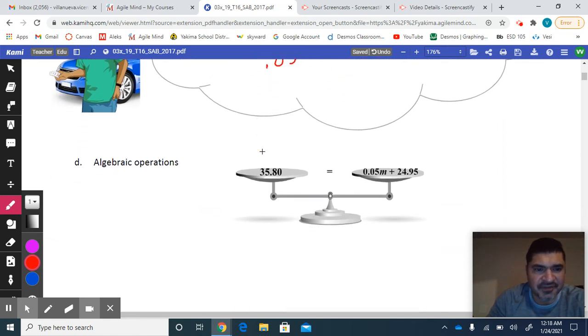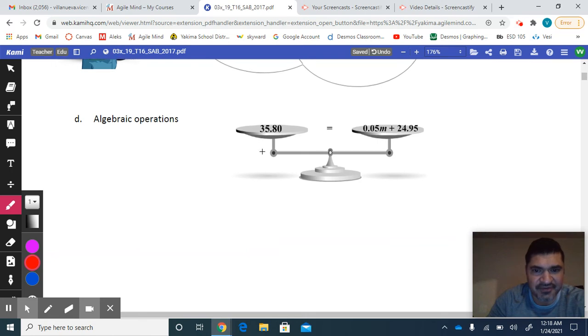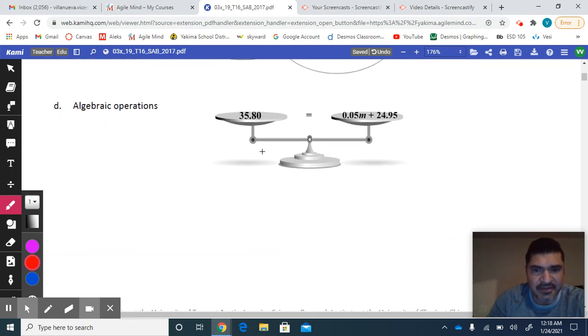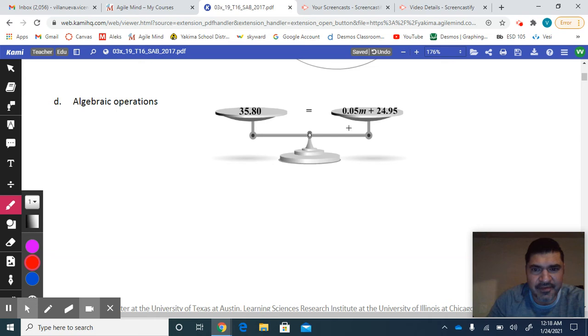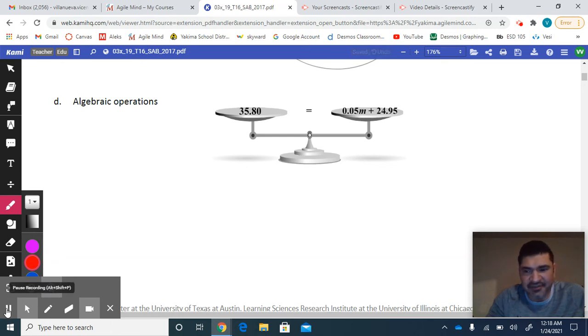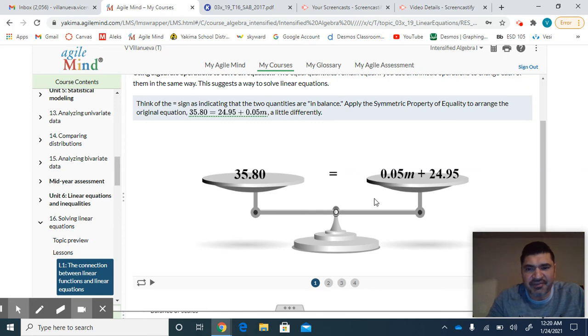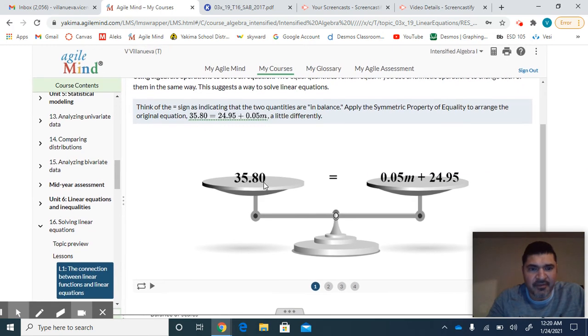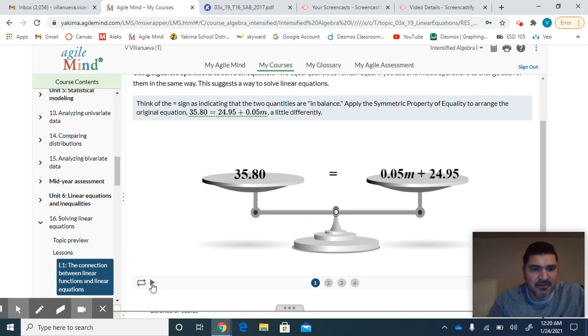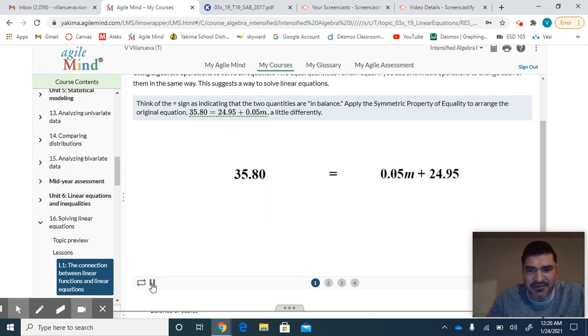Okay, now we need to use algebraic operations. So I have 35.80 equals 0.05m plus 24.95. And I'll show you guys an illustration from the online book. Okay, so here is the illustration that the book gives us. This is right here in your book. And we're going to go ahead and let the computer explain this to you.